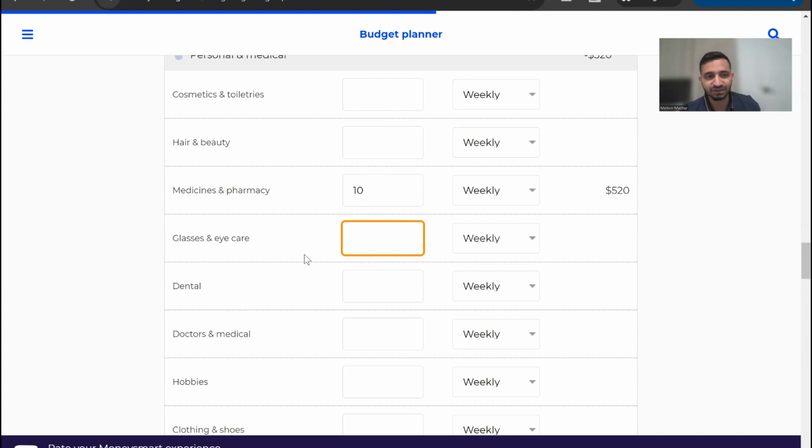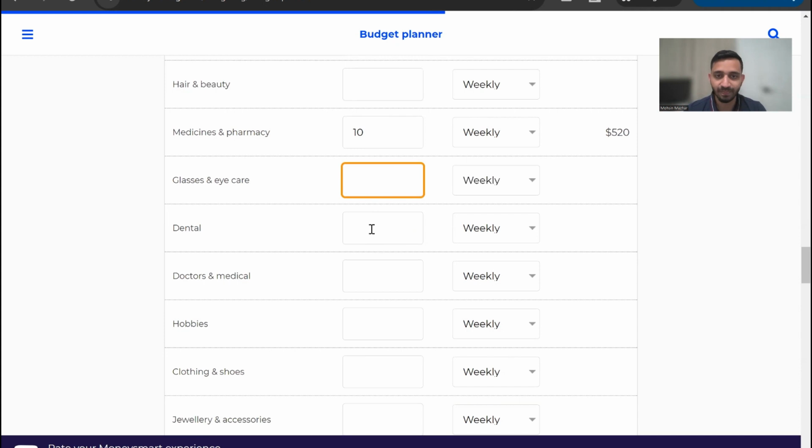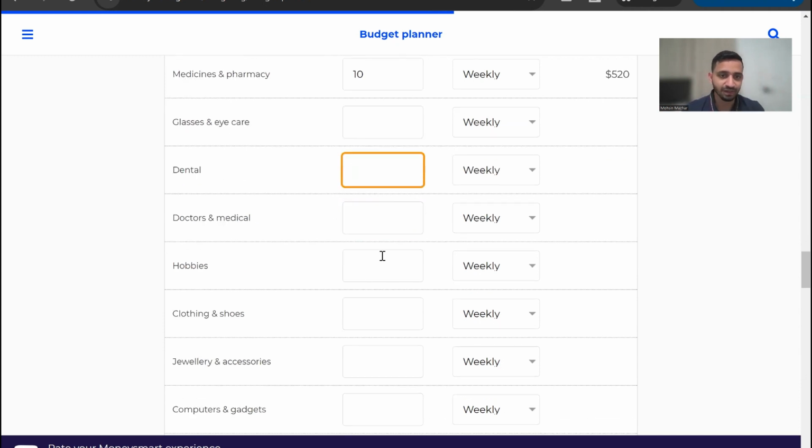At this point in time, depending on if you wear glasses, eye care, and all these kinds of things, you can think of that. For now, I'll leave it at zero, and I'll show you how tight it is still. I'm not considering any of these ones.